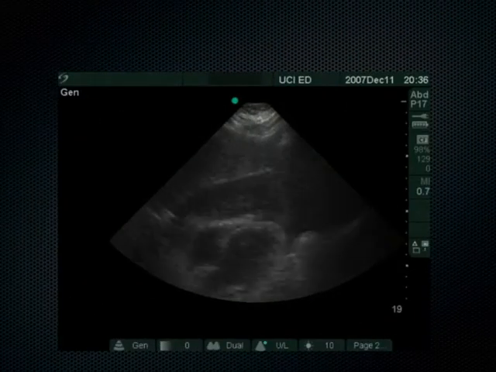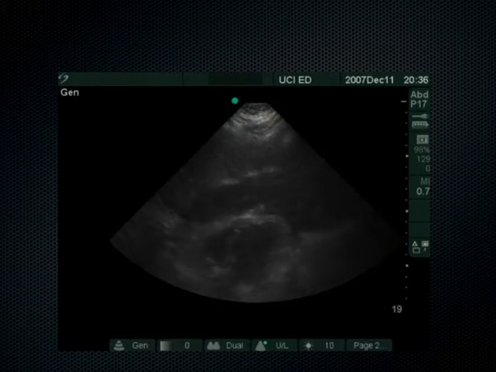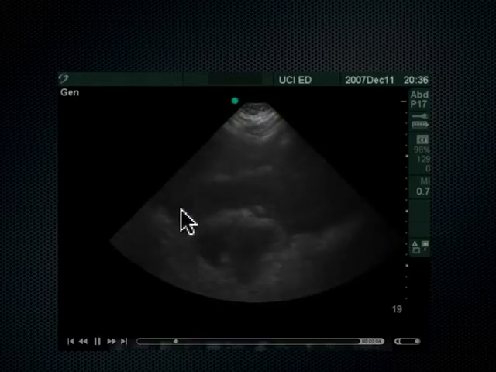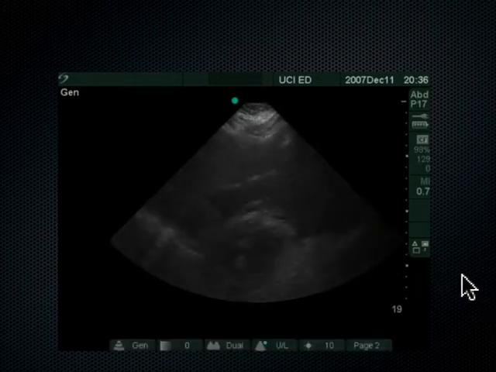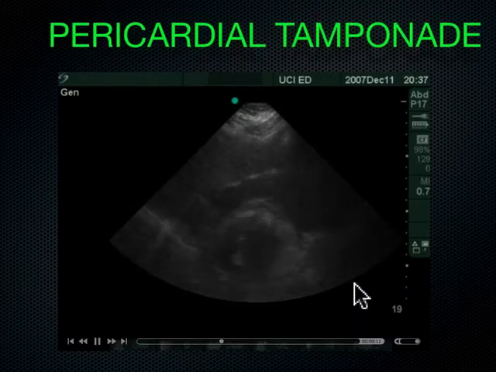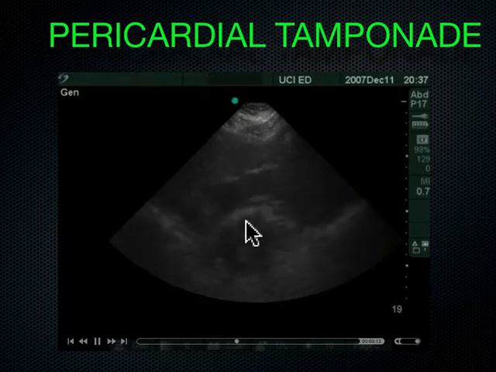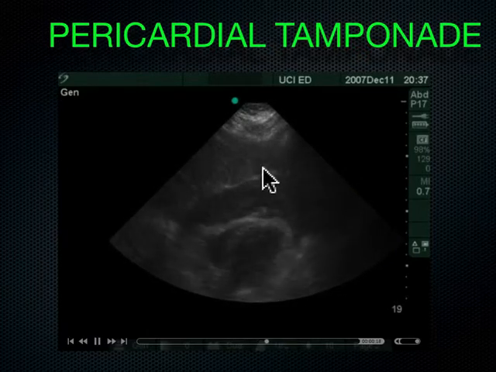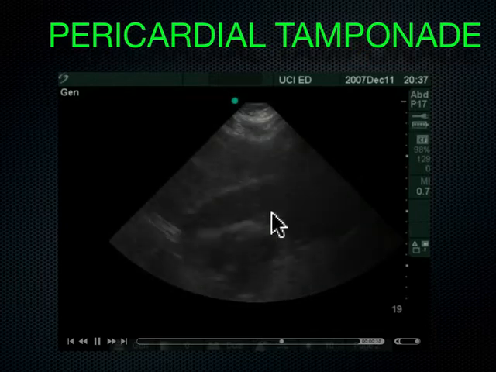This next one here shows, hard to tell what's going on, but this is the pericardium out here. Here's the myocardium. The heart's really not able to fill that well. This also is pericardial tamponade, based on the patient's blood pressure, and also the fact that this is a several centimeter pericardial fluid collection.